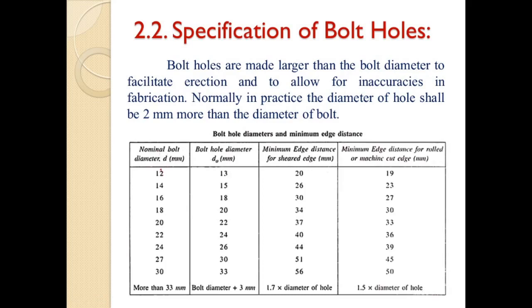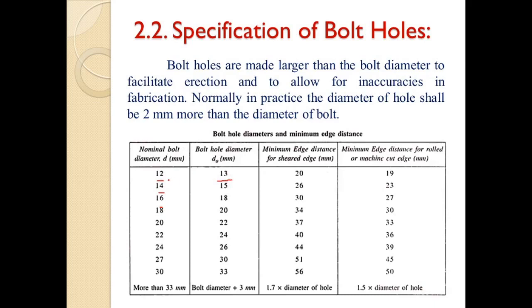Nominal bolt diameter is given, that is 12, 14, 16, and bolt hole diameter, that is D0. Then minimum edge distance: if it is hand cut, then we use 1.7 times the diameter of the hole, and if it is machine cut edge, then we take 1.5 times the diameter of the hole as the minimum edge distance.